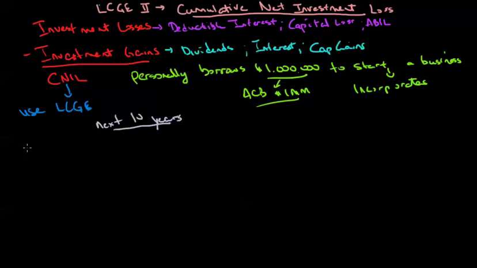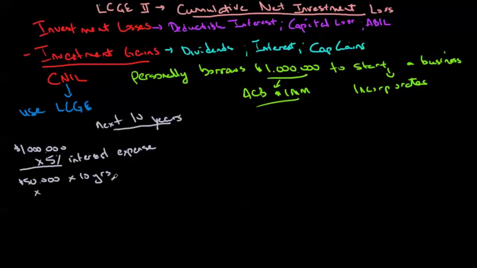what happens here is they are able to deduct the interest now on that $1 million loan. Remember, they have a $1 million loan. Let's assume they never pay it off. And let's say, just for the sake of simplicity, that they're paying 5% interest on that $1 million loan. That's $50,000 of interest expenses per year times 10 years. Remember, we said that that interest expense is going to be an investment loss. So this person would have $500,000 of investment losses at this point.